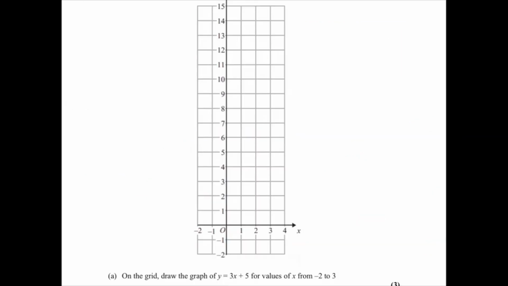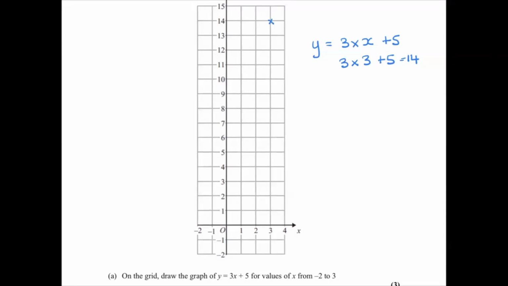Okay, so on the grid, we're being asked to draw the graph of y equals 3x plus 5 for the values of x from -2 to 3. So my y coordinate equals 3 times whatever the x coordinate is plus 5. I've got to do it for the values of -2 to 3. Now I'm going to start with the positive rather than the negative, because positive numbers are easier to work with. So I'm replacing the x with the coordinate 3. And 3 times 3 is 9 plus 5 is 14. So I know that my first coordinate when x is 3, y is 14, and I can pop that on.